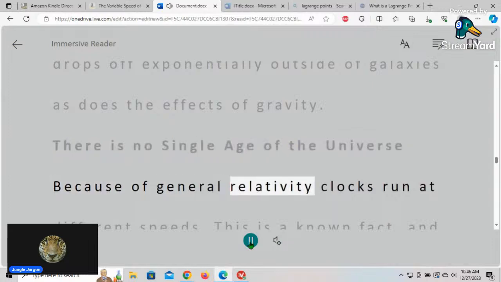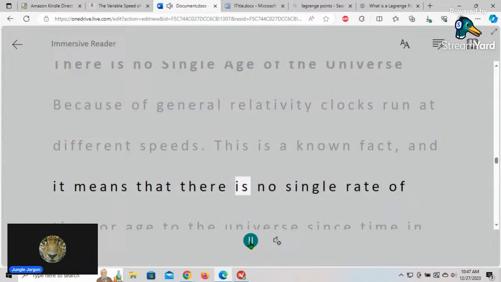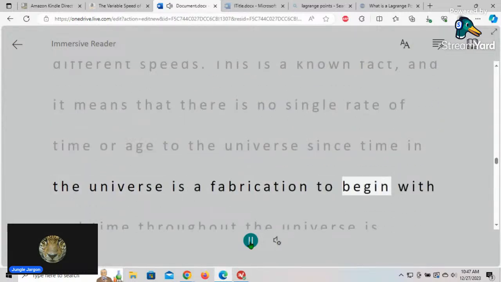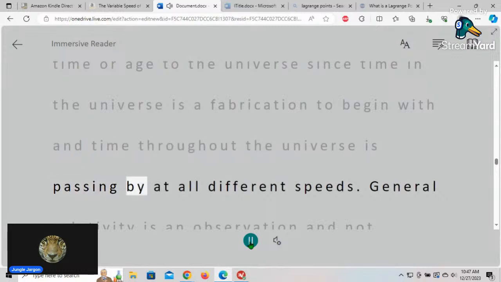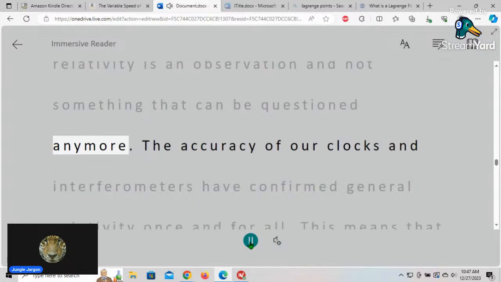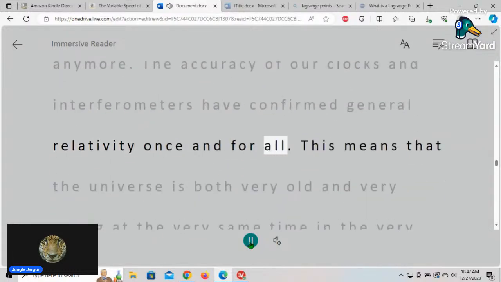Because of general relativity, clocks run at different speeds. This is a known fact, and it means that there is no single rate of time or age to the universe, since time in the universe is a fabrication to begin with and time throughout the universe is passing by at all different speeds. General relativity is an observation and not something that can be questioned anymore. The accuracy of our clocks and interferometers have confirmed general relativity once and for all.